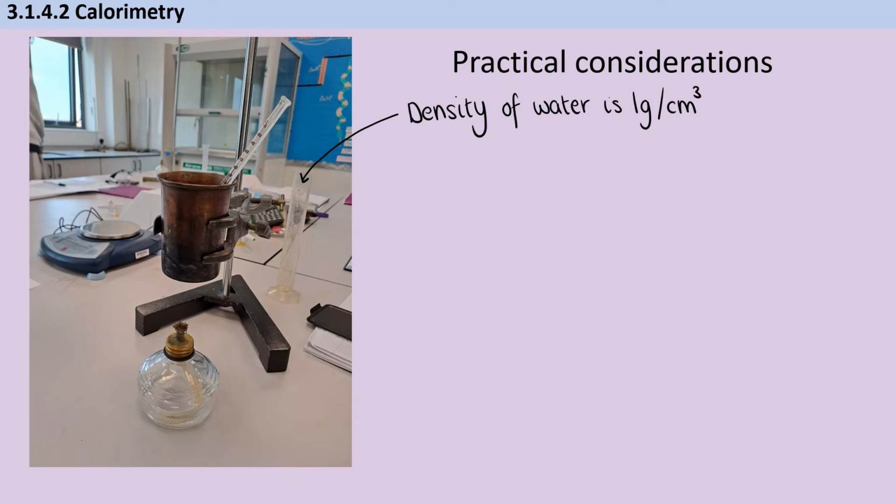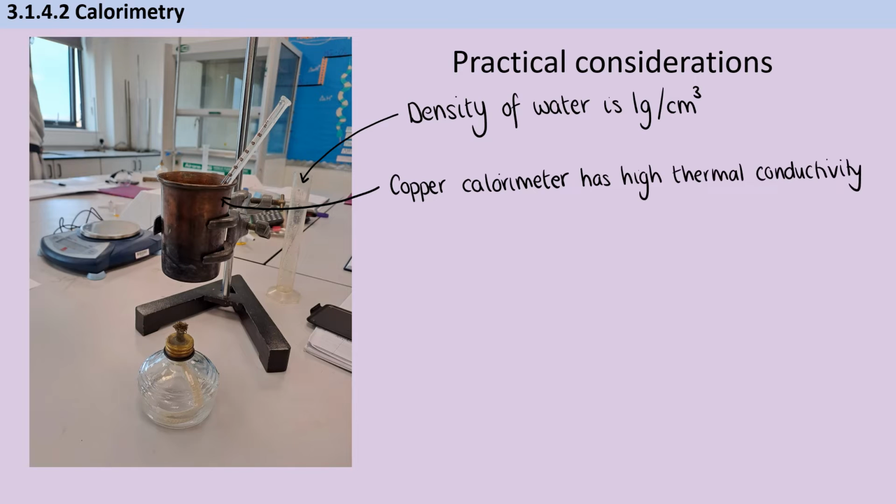grams. The second thing is this piece of equipment here, which is called a copper calorimeter. Now, copper, of course, has a high thermal conductivity, and that's a good thing in this instance because we want as much of the energy that's been released from burning the fuel as possible to be transferred to the water so that the water changes temperature. If we used something like a glass beaker, that would be a better insulator, and therefore less of the energy released would make it into the water, and we would underestimate our value for enthalpy of combustion.